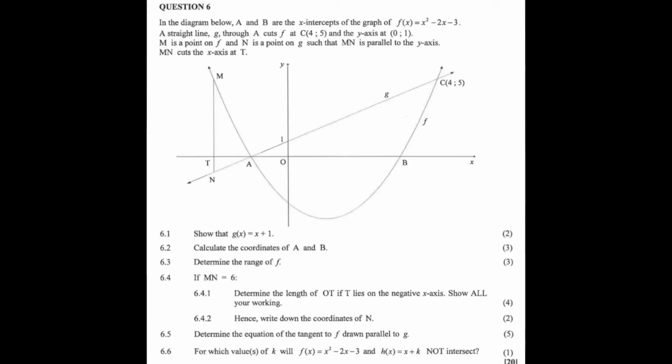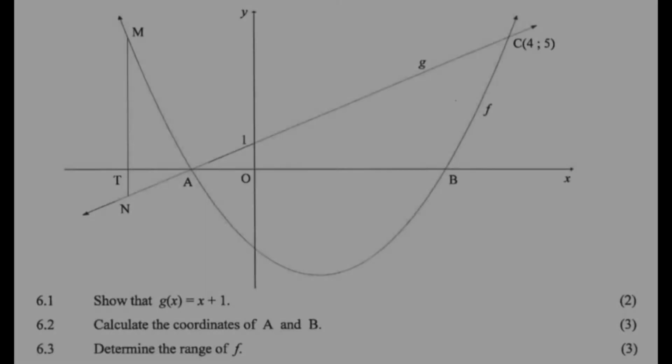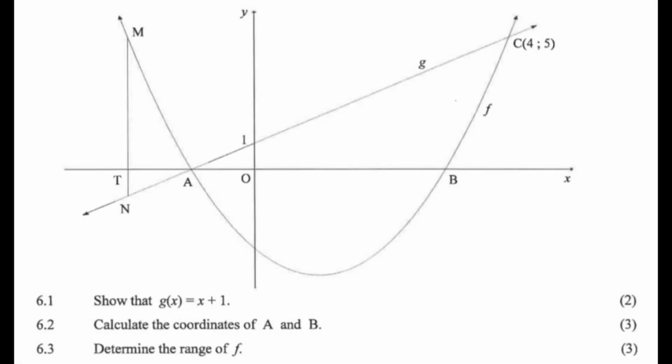Okay, let's move to question 6.2. The question says calculate the coordinates of A and B. So from the graph you can see your A and B. There's something that we already know about our coordinates of A and B: we already know that the y value is equal to 0.